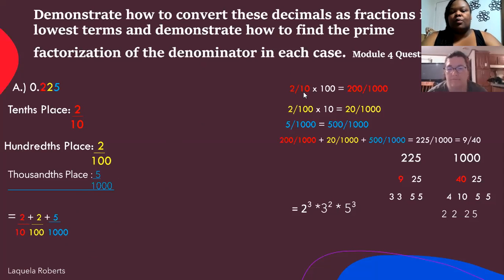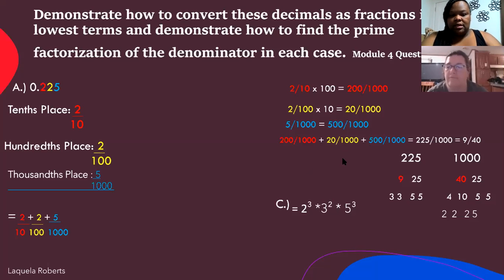And then over here, we got 2 over 10 times 100 equals 200 over 1,000. 2 over 100 times 10 equals 20 over 1,000. 5 over 1,000 stays 5 over 1,000, which is 500 over 1,000. 200 plus 20 plus 500 gives us 225 over 1,000. That equals 9 over 40.